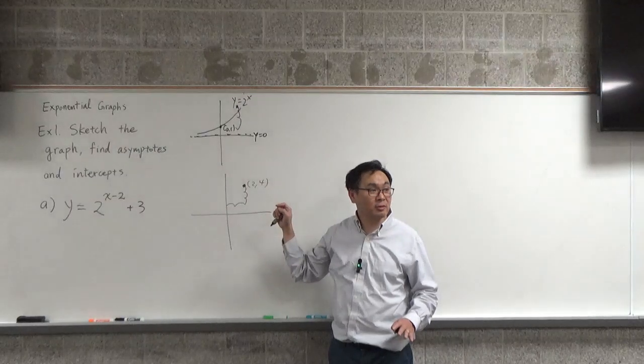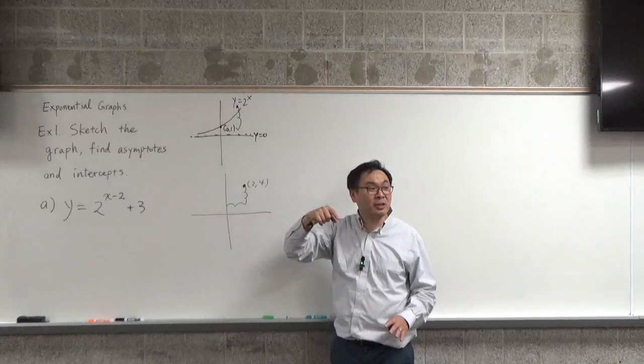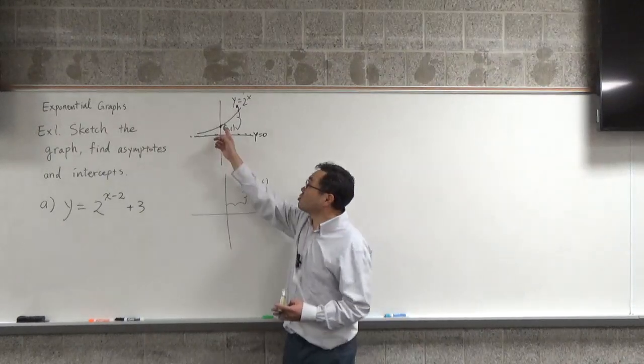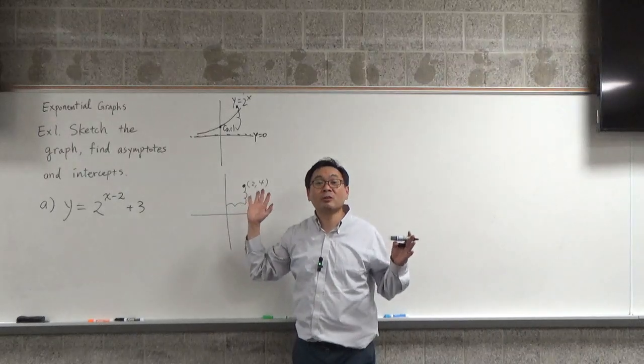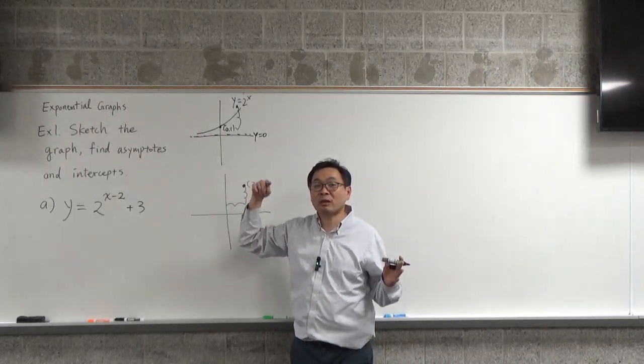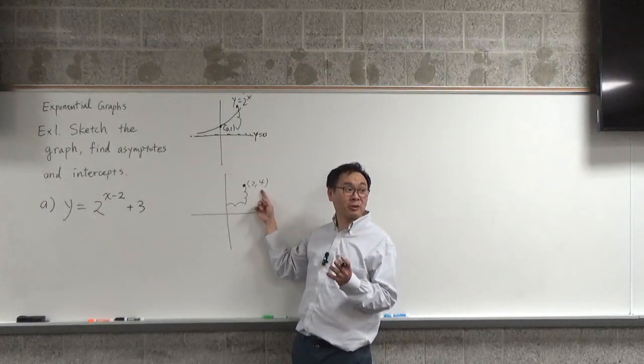Where do you get 2? Okay, (0, 1), 2 steps to the right. Where are you? (2, 1). Now, go 3 steps up. Where are you? (2, 4). That's where we got the (2, 4), right?